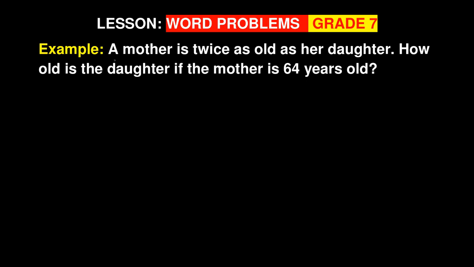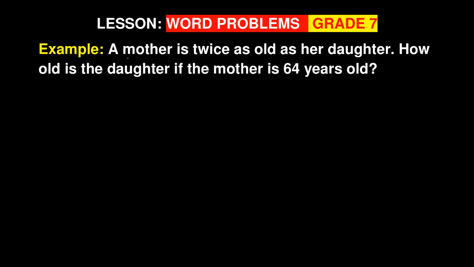Now let us look at this question that is given. It says, a mother is twice as old as her daughter. How old is the daughter if the mother is 64 years old? Now what is important is for you to be able to separate information that is given so that you can come up with some mathematical expressions from the statements that are given, which is very, very important for your grade 7. So let us start by looking at the first statement.